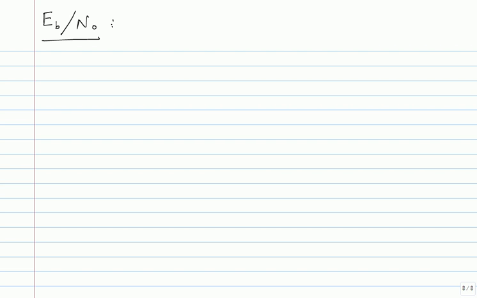There's another way of doing it, but we will see only Eb over N0. Basically, the way to think of Eb over N0 is that this is a rate normalized SNR. That's the way to think about Eb over N0. So the first thing is noise.